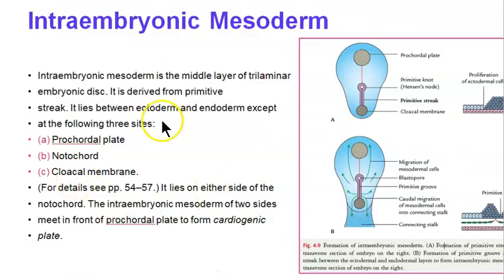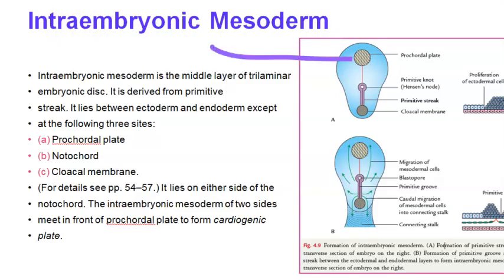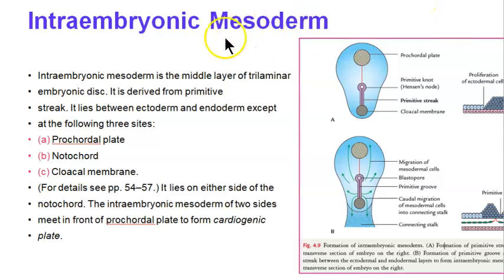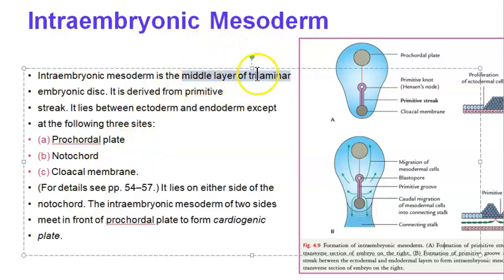Okay. So when you say intraembryonic mesoderm, is there something called extraembryonic mesoderm? So basically this is a very different concept. Okay, so this is some kind of special mesoderm they are talking about. So it is the middle layer of the trilaminar embryonic disc. It is the middle layer. I am not going to have any doubt on that. It is the middle layer, right? It lies between ectoderm and endoderm.